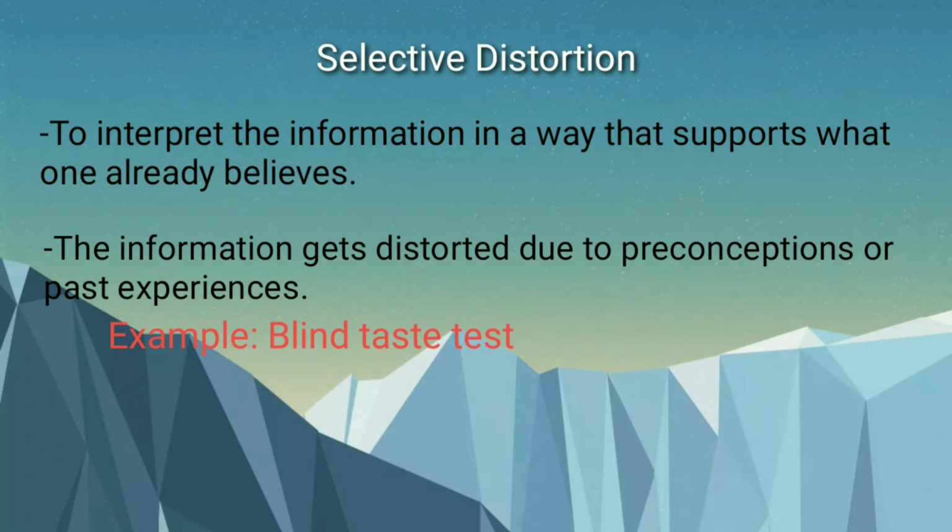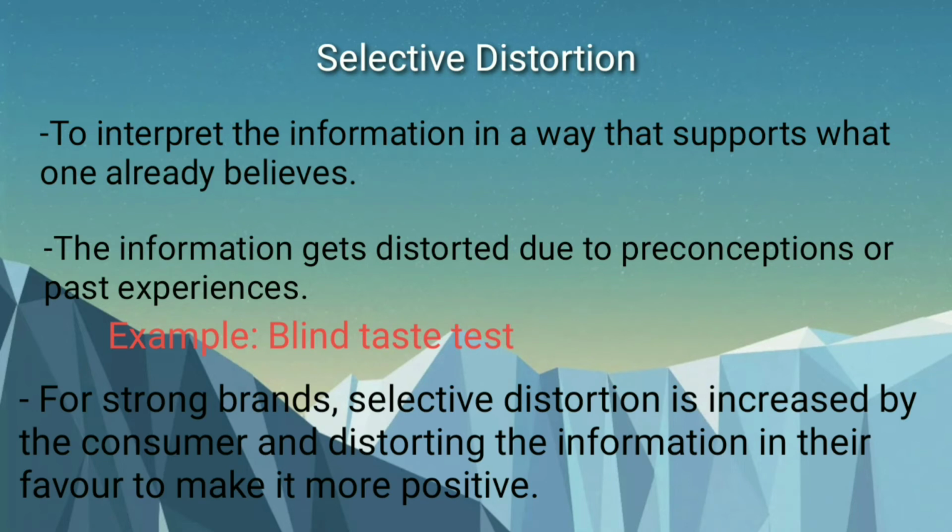So the perception which is not related to the brand name is somewhere in the mind of the customers or the group of participants, and the perception has influenced the people to generate that feedback. So for a strong brand, selective distortion is increased by the consumer, distorting the information in their favor to make it more positive. You might have seen many persons in your surroundings who promote a brand deliberately, even if the brand is not appropriate for all the people, but they keep promoting it. And how do they promote? They promote by distorting the message conveyed by the company.